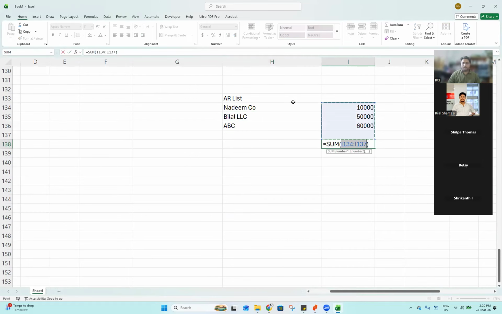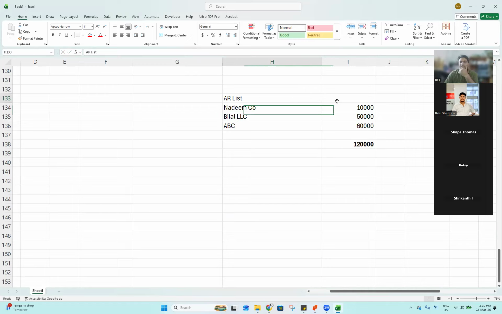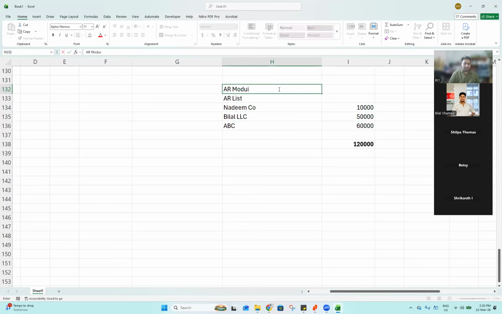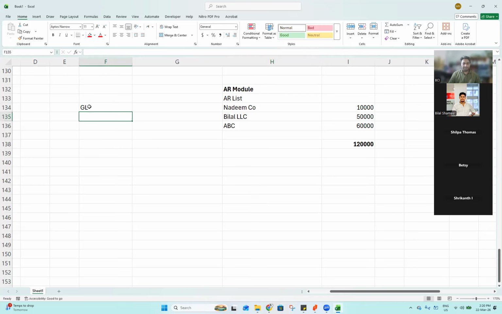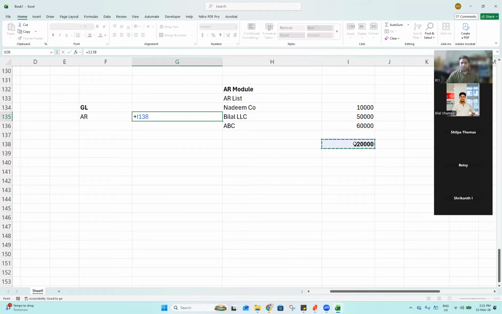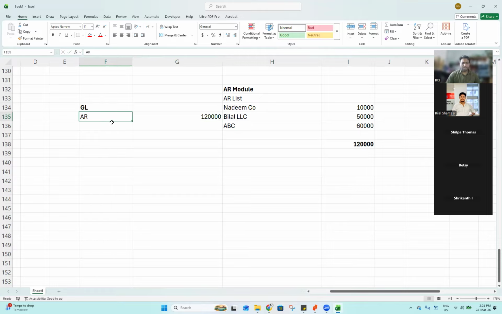For example, this is your accounts receivable list. This you get from your AR module. And the same amount should reflect in your GL also. In the general ledger, you will have accounts receivable. The amount will be 120,000.